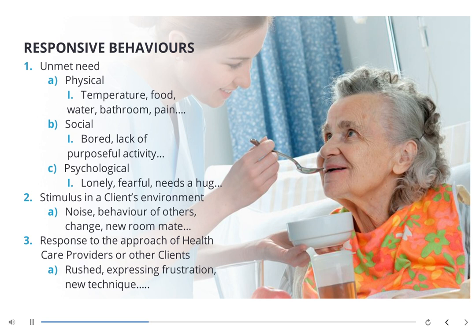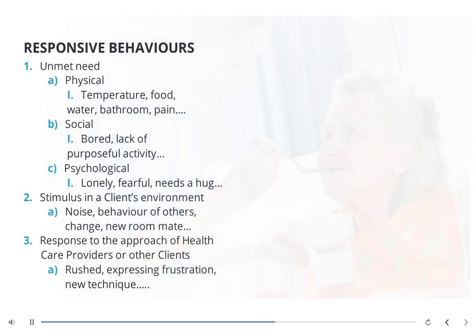For unmet needs, we look at physical needs such as food, water, toileting, and pain. Social needs, such as being involved in a purposeful activity with others, and psychological, including feeling lonely and needing some personal touch. Stimulus in the environment is often secondary to noise. You may observe that some persons become quite upset by loud music, shouting of others, and the fire alarm.